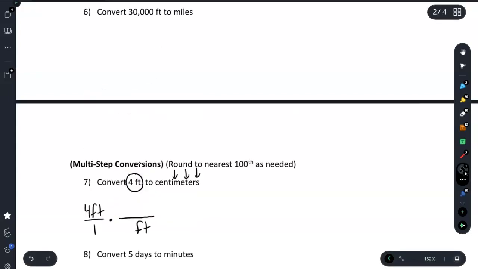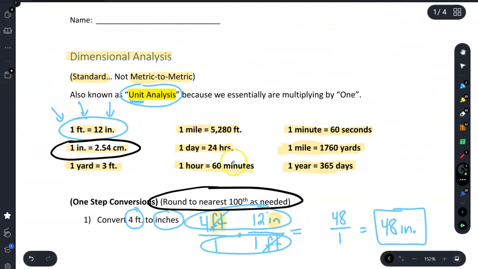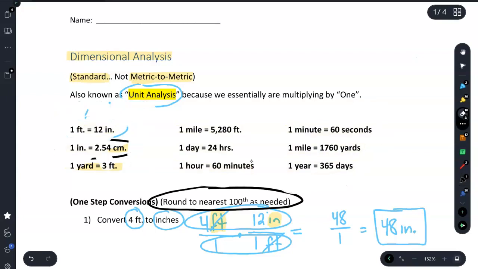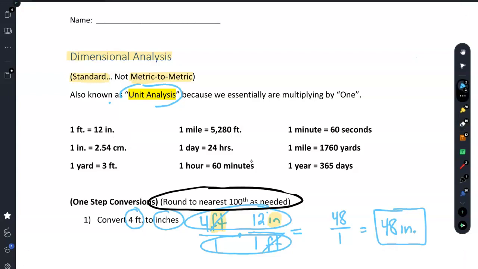But if I scroll back to the top, I'm sorry for making you dizzy here. If I scroll back to the top and look at everything I have, I don't think I have one that goes directly from feet to centimeters. So what do I do at that point? I just have to start somewhere. I don't have one that goes from feet to centimeters, but I do have one that goes from feet to inches, and then one that goes from inches to centimeters. So these are going to be the 2 I use.